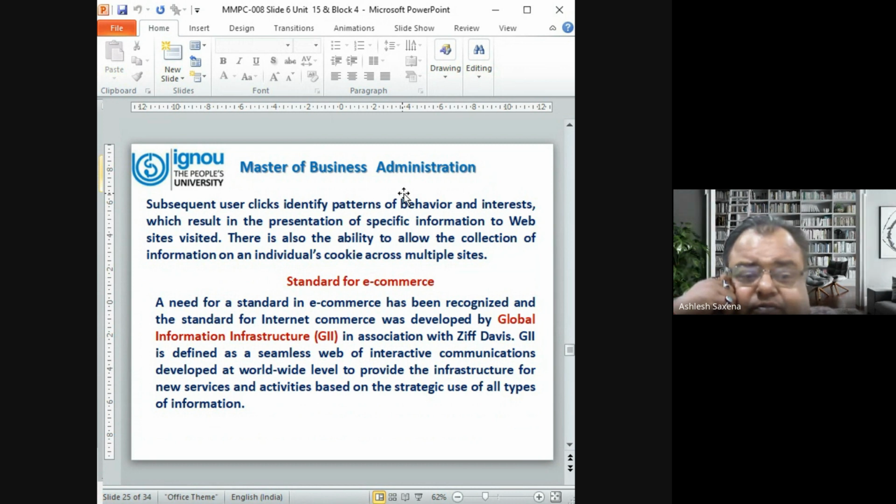A need for a standard in e-commerce has been recognized, and the standards for internet commerce were developed by Global Information Infrastructure in association with Ziff Davis. GII is defined as a seamless web of interactive communications developed at worldwide level to provide the infrastructure for new services and activities based on the strategic use of all types of information.